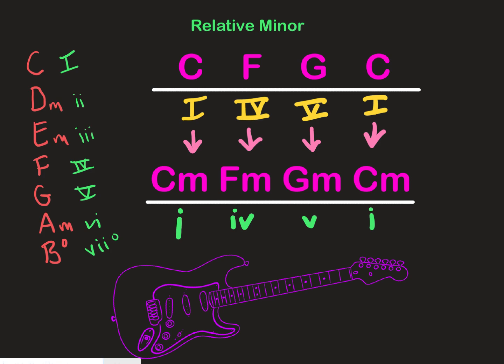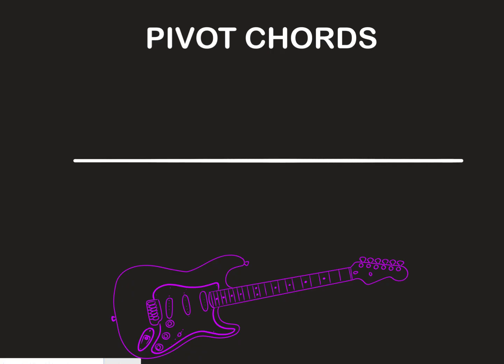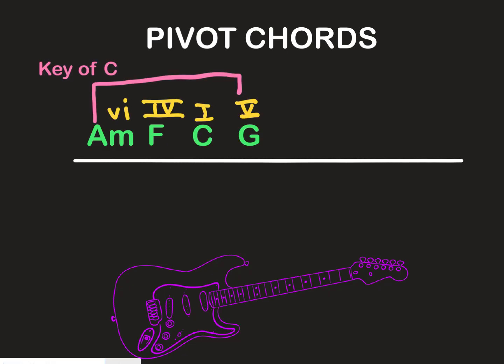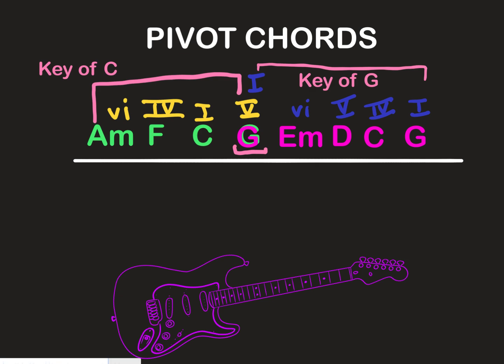Parallel minor keeps the same tonic but changes the notes and chord qualities. Now let's talk about pivot chords. A pivot chord belongs to 2 keys and helps you transition smoothly. Example: A minor, F, C, G. Here we pivot into the new key using a bridge chord that exists in both keys. In this case, we're moving into G major. So our next chord is E minor, D, C, then G as the 1 chord. Or we could think of it as the 5 chord of the key of C, pivoting back.